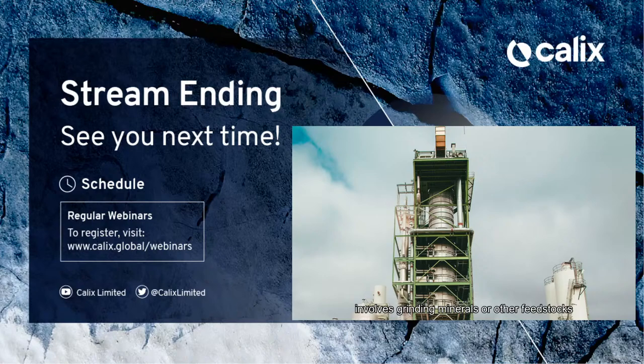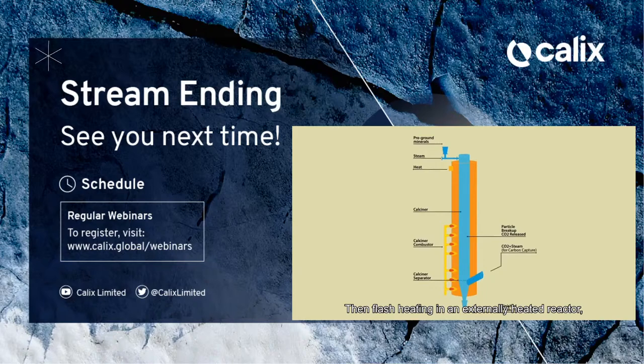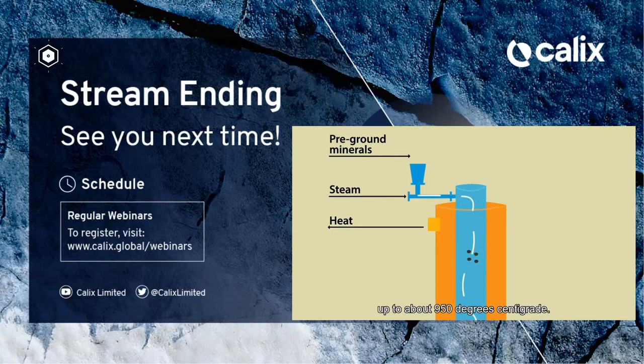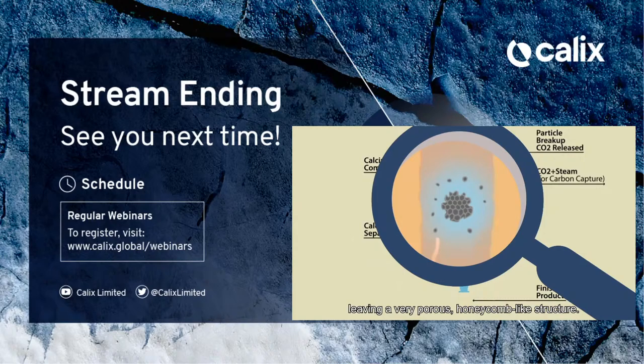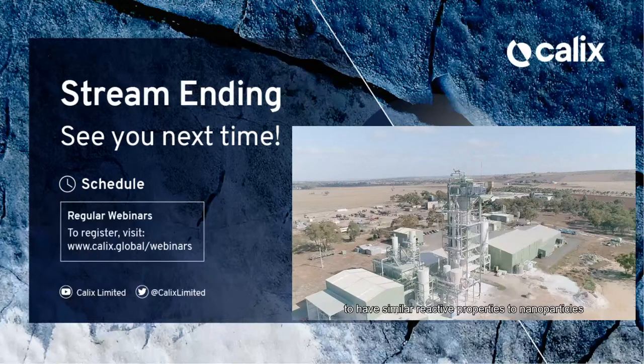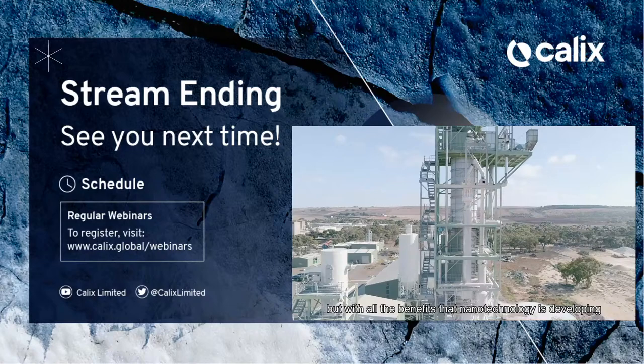The Calix Flash Calciner, or CFC, process involves grinding minerals or other feedstocks to between 100th and 1,000th of a millimetre in size, then flash heating them in an externally heated reactor in a very short time, up to about 950 degrees centigrade. As trapped gases in the material bubble out through the particles, they create highly porous structures. These particles are then cooled very quickly, leaving a very porous, honeycomb-like structure. New materials produced by the CFC are proven to have similar reactive properties to nanoparticles, without the safety concerns and high costs, but with all the benefits that nanotechnology is developing into numerous products, applications and markets.